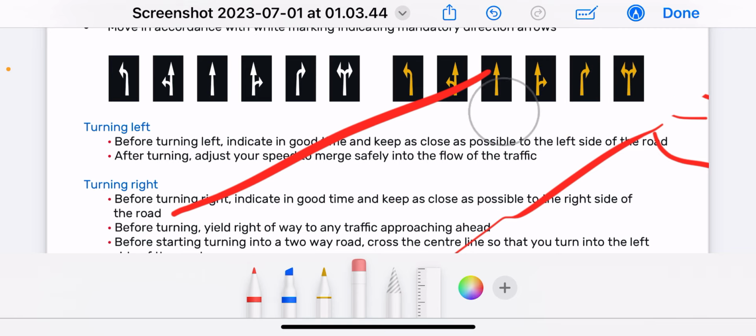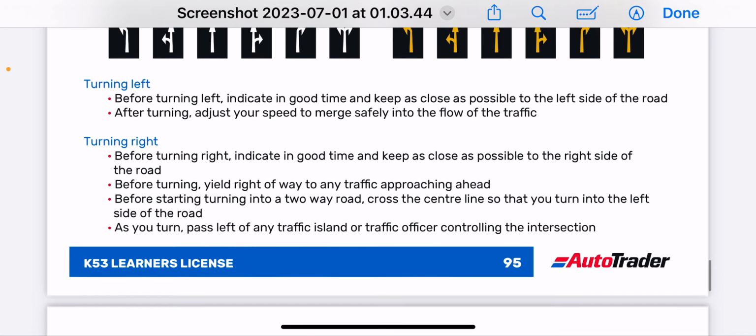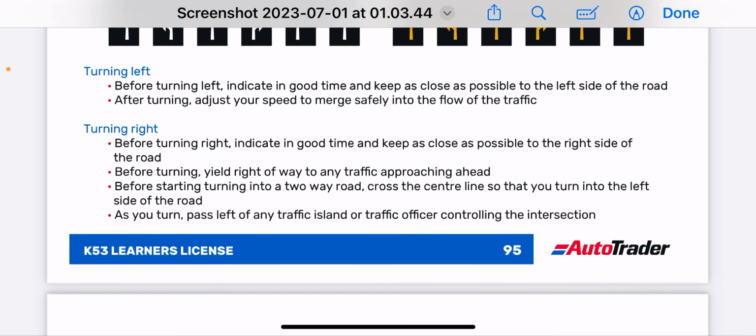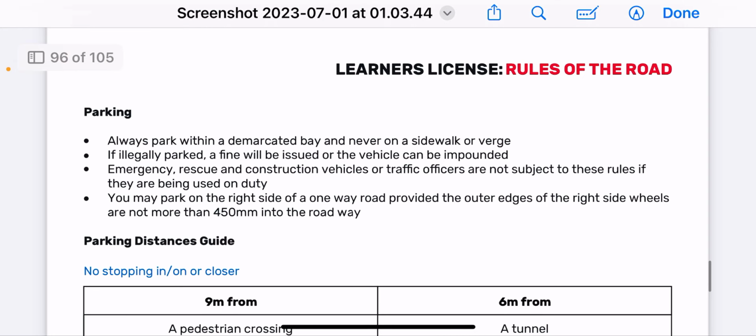Okay, let's move on. They're now saying before turning into a two-way road, cross the center lines so that you turn into the left side of the road. Straightforward. And the last point is, as you turn, pass left of any traffic island or traffic officer controlling the intersection. Right.